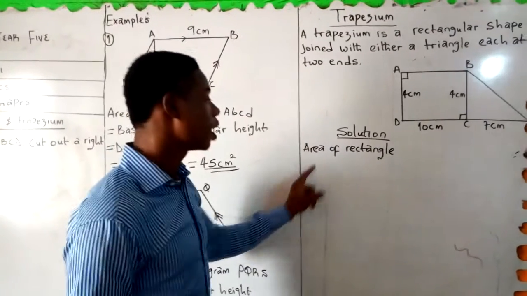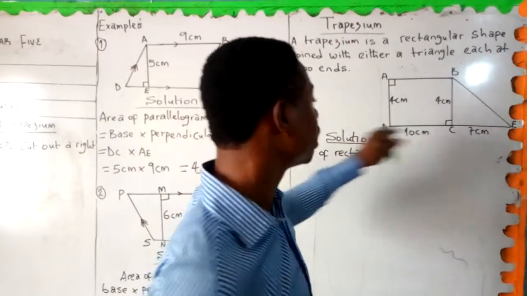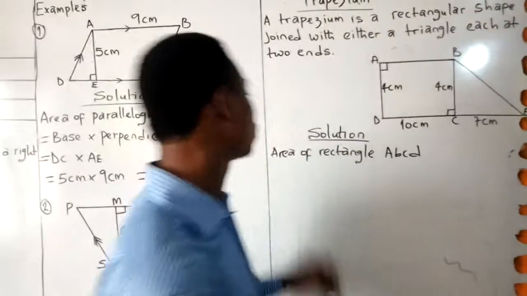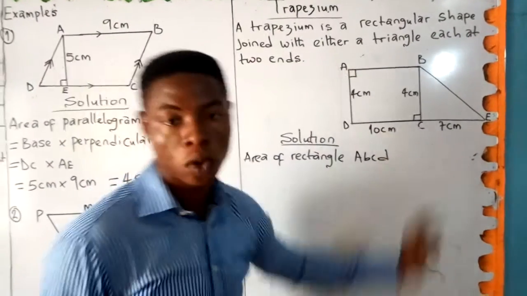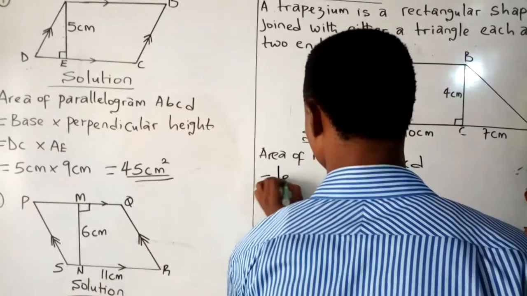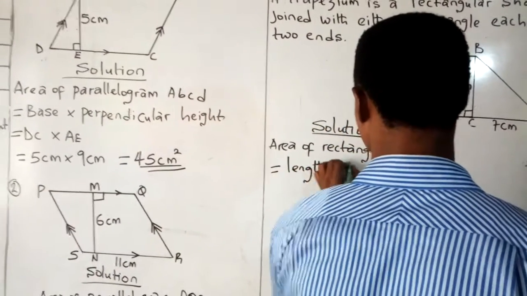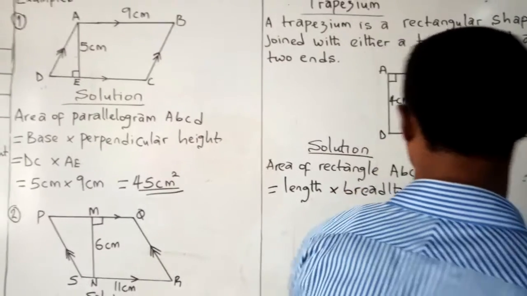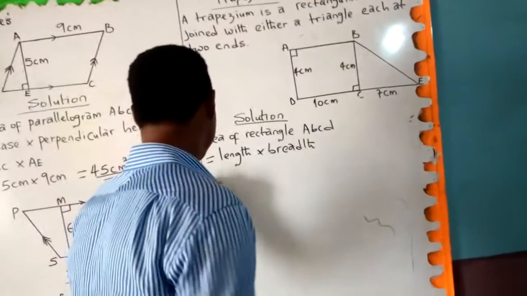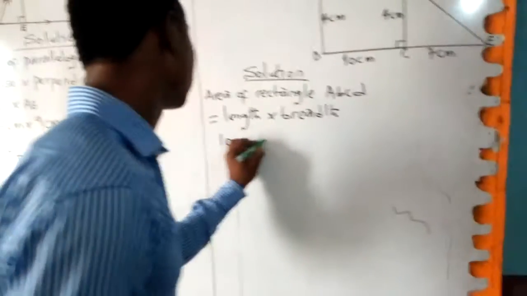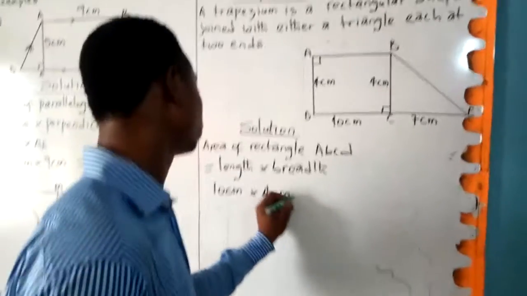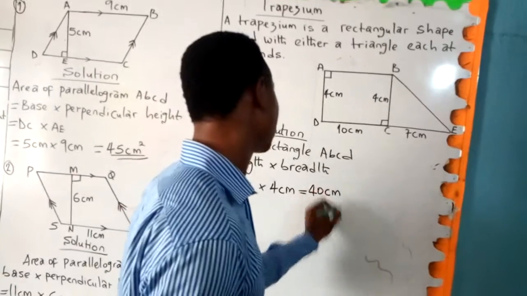Now we are going to work on the area of rectangle ABCD. That is the rectangle there. That is the first thing we are going to look into. Area is equal to length multiplied by breadth. Your length here is 10 centimeter, and your breadth is 4 centimeter, which is equal to 40 centimeter square.